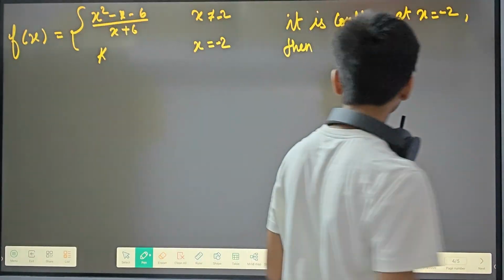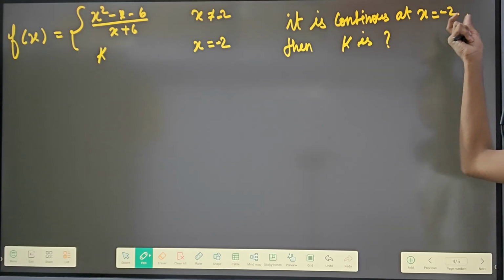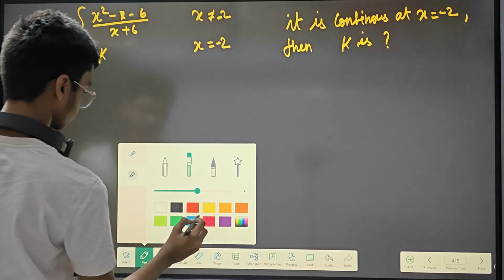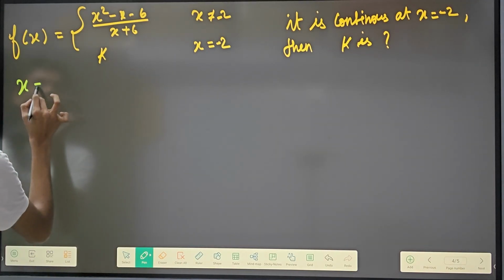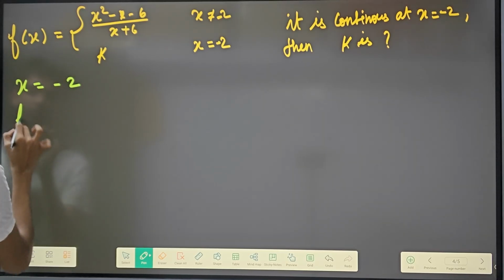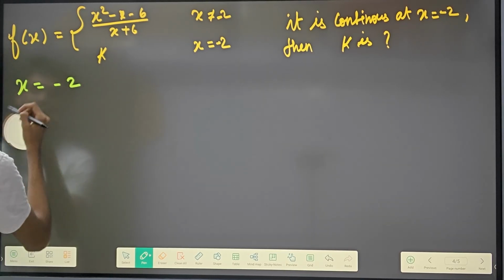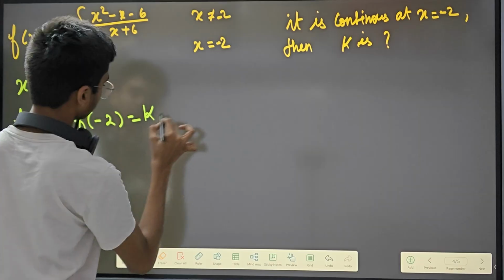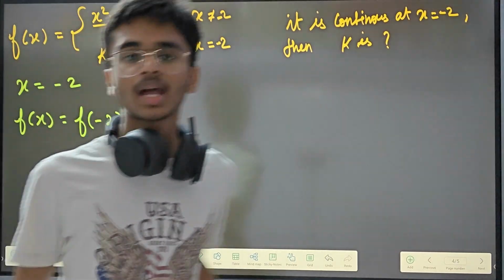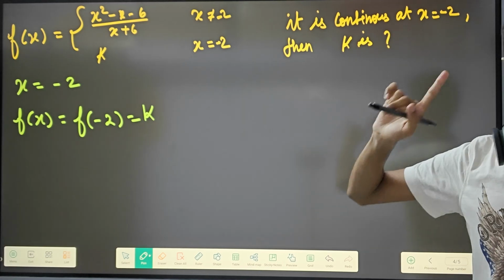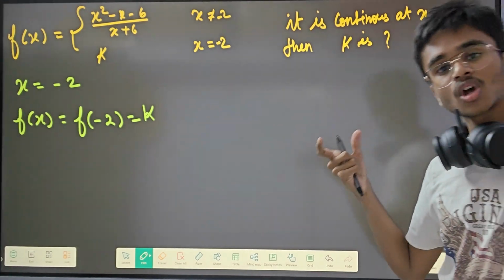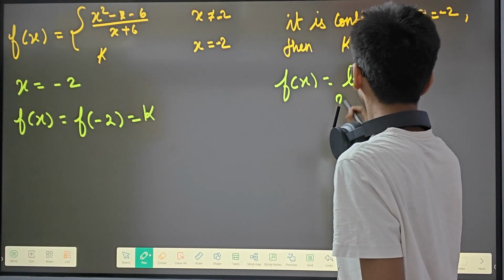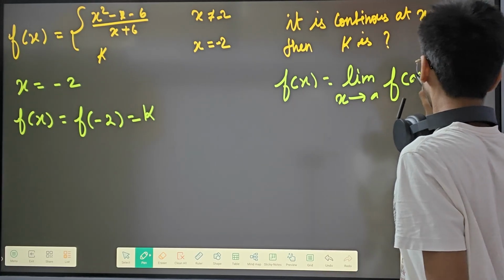Now the next question that we are going to do is this question. They have given that it is continuous at x equal to minus 2, which means f of minus 2 is equal to k. Since they have given that it is continuous, the limit will be existing, which means the limit as x tends to a of f of x is equal to f of a.